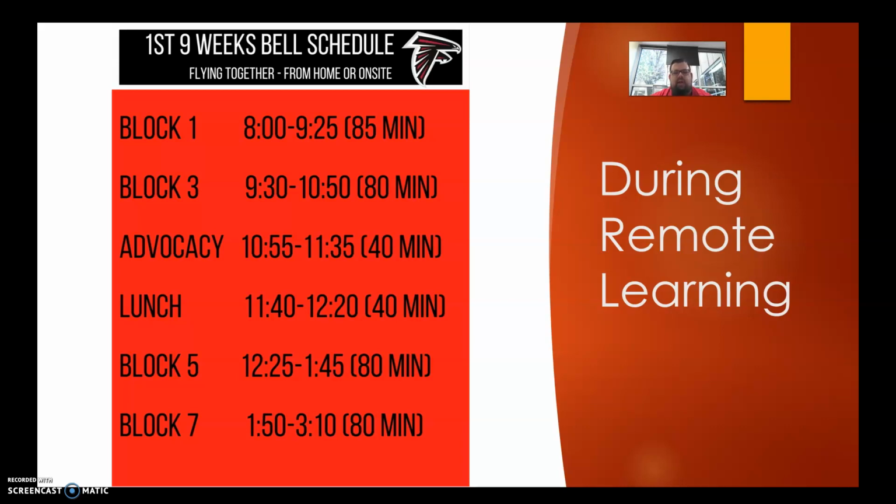First block, you'll notice, is 85 minutes. It's 85 minutes because we'll have some all school announcements that'll have to be communicated by the teacher. And so first block, that's when that'll happen. So it's a little longer. Third, fifth, and seventh block will all be 80 minutes long. And then we have 40 minutes for advocacy and 40 minutes for lunch. I like the round numbers. I'm a round numbers guy, so I like the 5s and 10s. That's really good for me.